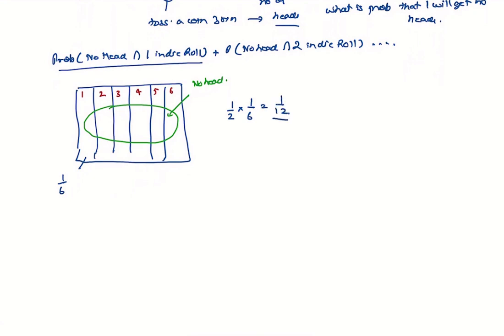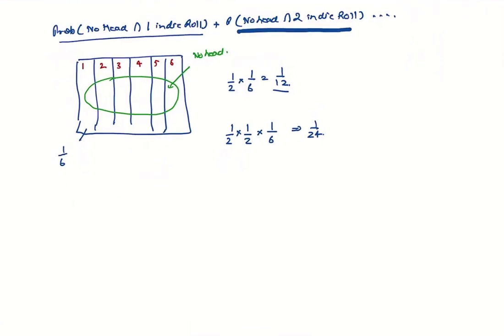What if you get a number 2? Then again you will do probability of getting no head and 2 in a die roll means you are tossing a coin twice and you are getting no head. So that is half and half, but then you multiply them by the probability of getting a 2, that is 1 by 6. So that is 1 by 24.